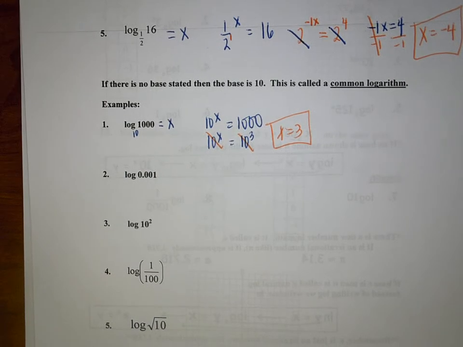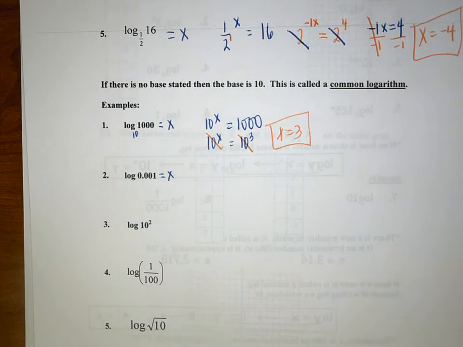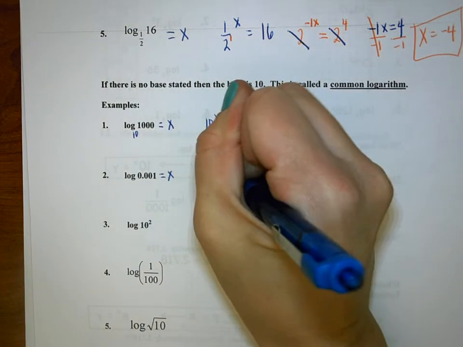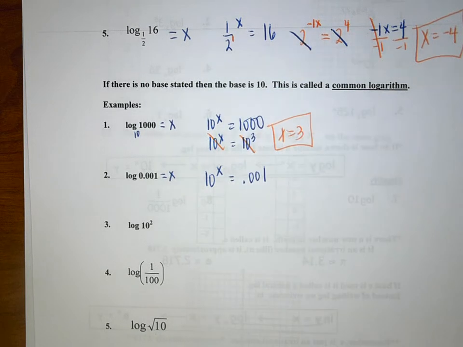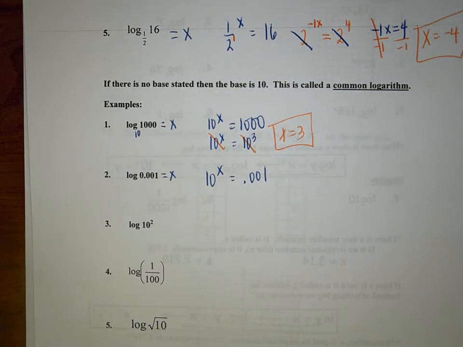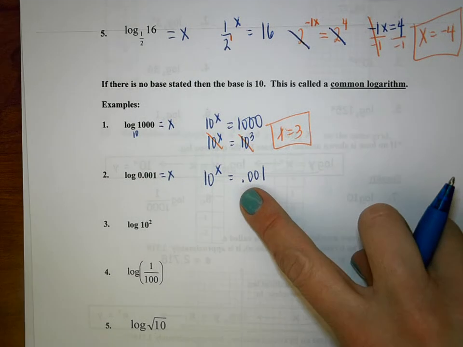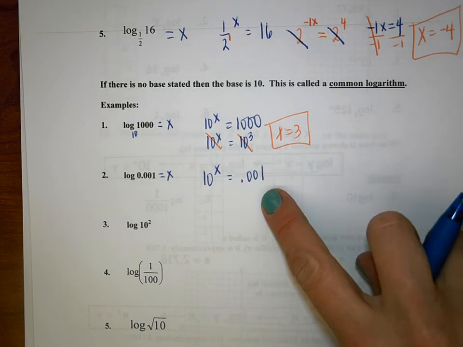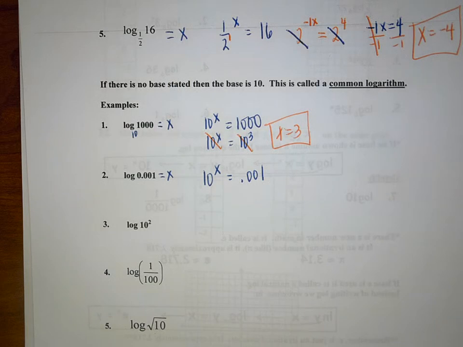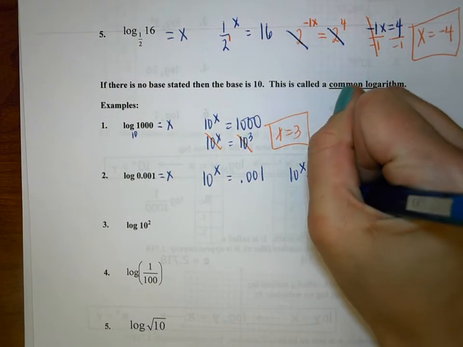All right. Again, example 2, we put equals x. Then it'll be 10 to the x equals 0.001. We want to change that to be base 10. This is really a fraction. If you were to write it not as a decimal, it'd be 1 over 1,000. If you want to think about it that way, 10 to the x equals 1 over 1,000.